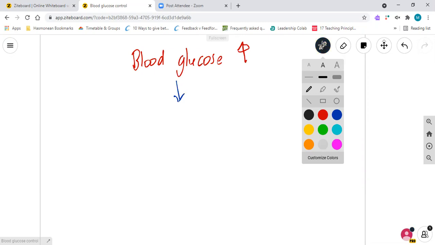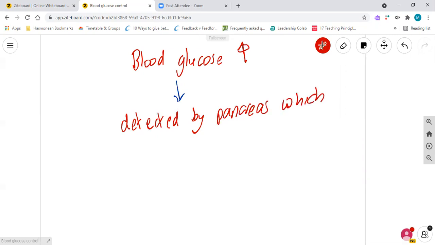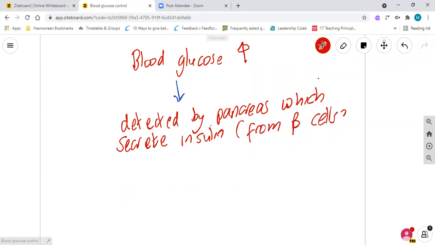That will be detected by the pancreas, because the pancreas is the receptor for blood glucose level, and that will secrete insulin. And we know that insulin is coming from the beta cells of the islets of Langerhans.